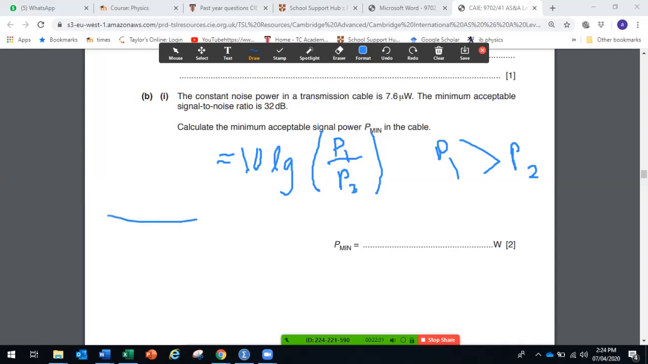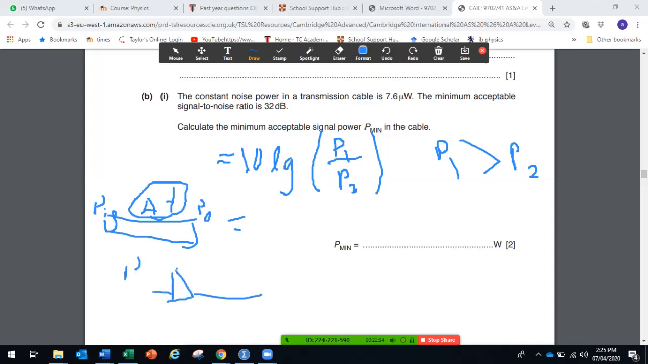So if it's a case of attenuation, let's say this is the input and this is the output. Definitely, if it's an attenuation, you put the input on top. So you put input on top. My method. If it's amplification, P2 is on top, the output on top.